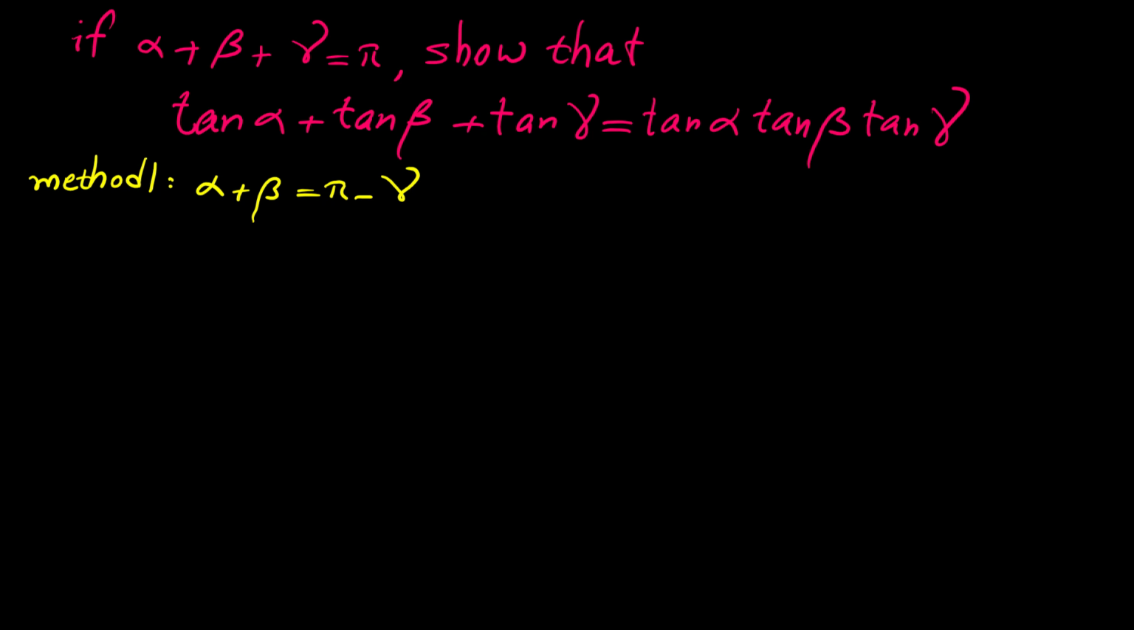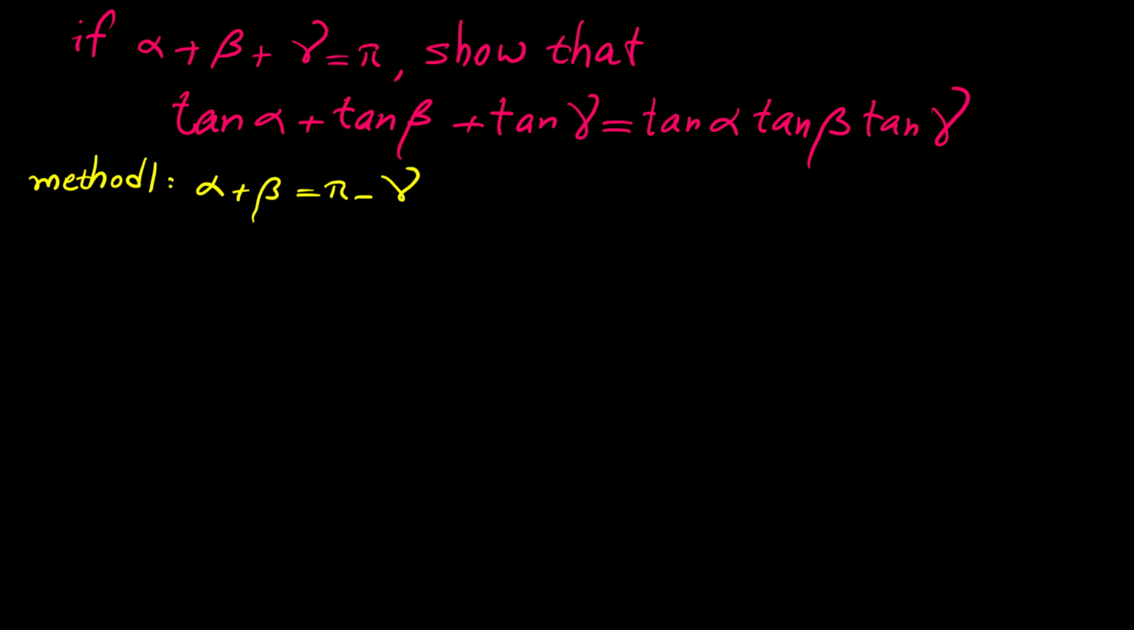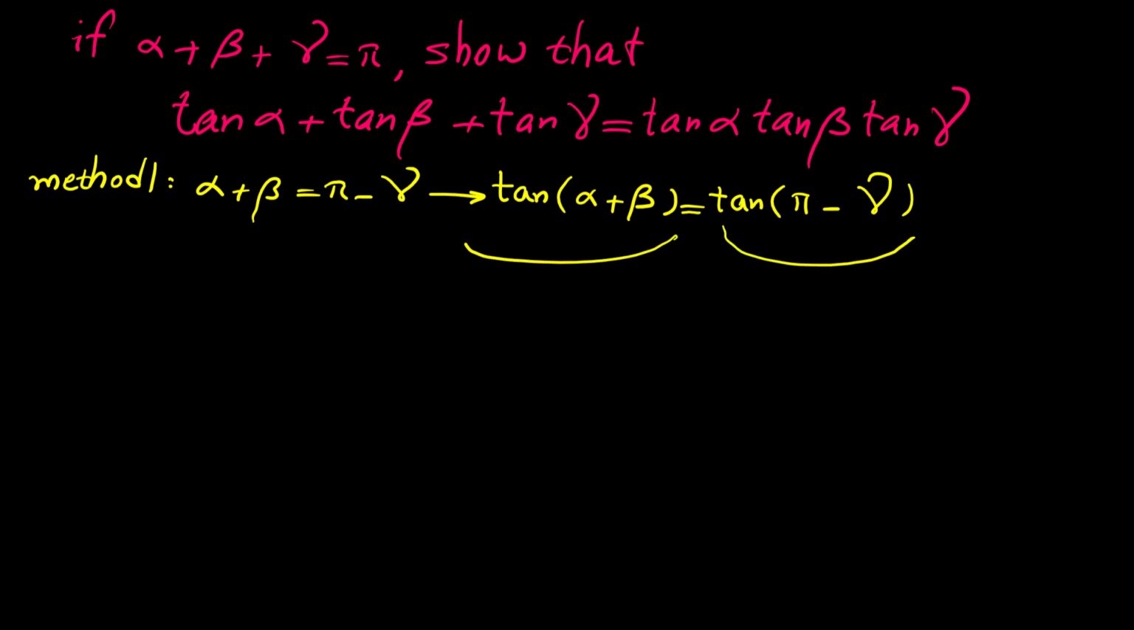We want to derive this relation. And as you can see in this relation, we have tangent everywhere. So for that reason, now we take tangent from both sides of this relation. If we take tangent from both sides, we have tangent of alpha plus beta equals tangent of pi minus gamma. Now here, for the left side and for the right side, we can use the sum and difference formula for tangent.